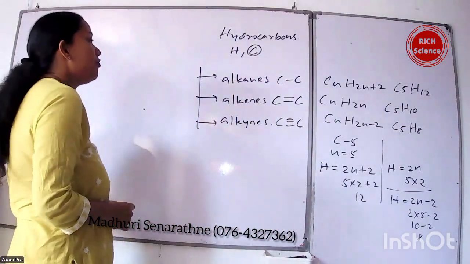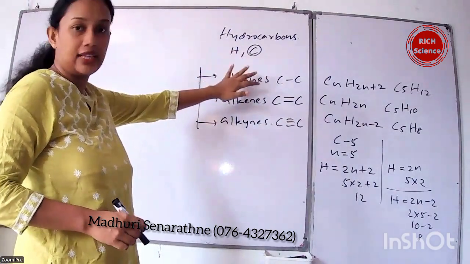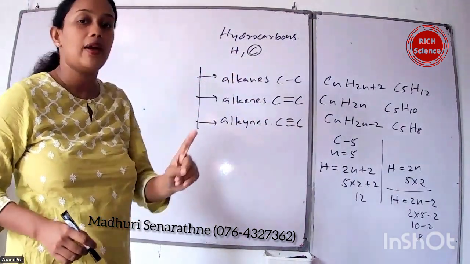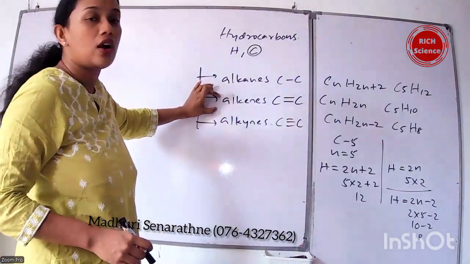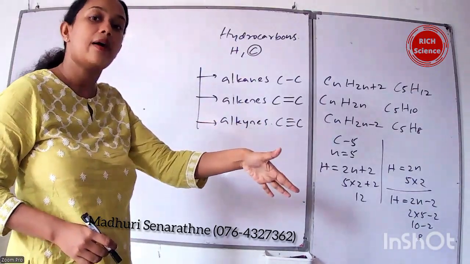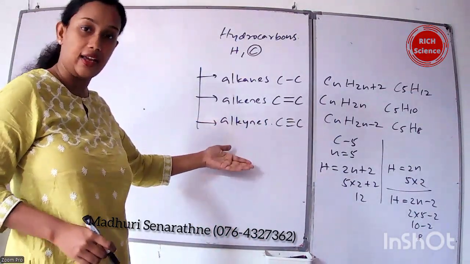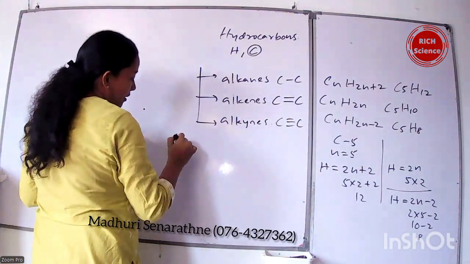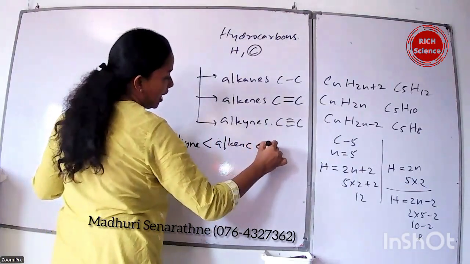And if only single bonds are present, it is an alkane. If at least a single carbon-carbon double bond is present, it is an alkene. Here, no carbon-carbon triple bonds. Here, at least a single carbon-carbon triple bond is present, so it is called an alkyne. Priority goes like this: alkyne, then alkene, then alkane.